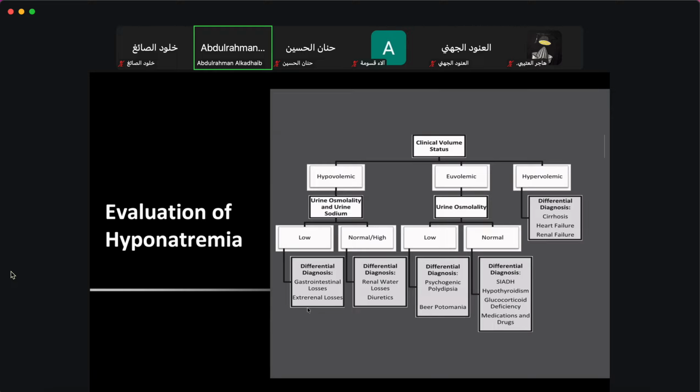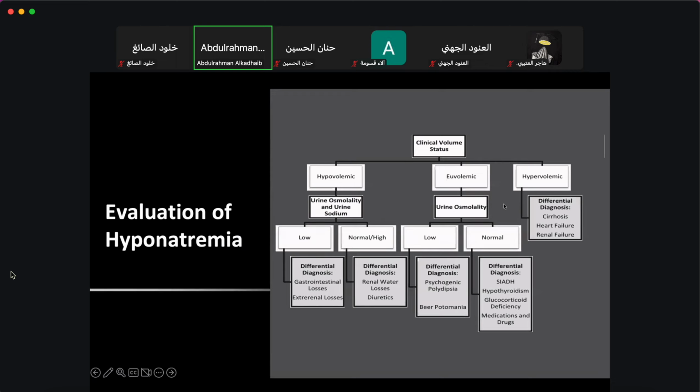And in contrast, if the kidney is the cause of the sodium loss, we're expecting the urine osmolality and the urine sodium to be normal to high, because the kidney is excreting the sodium into the urine, which makes the urine osmolality high too. Because again, as we said earlier, sodium is the electrolyte that contributes the most to the osmolality level.